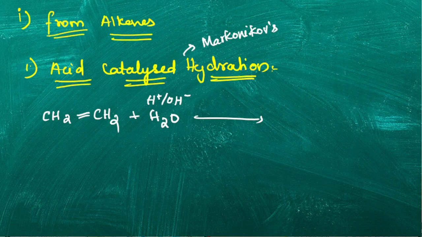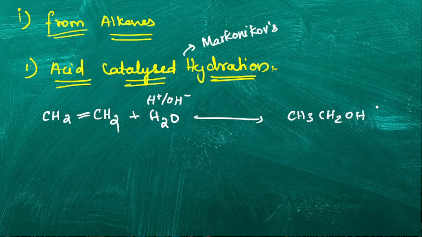For a symmetrical alkene, both carbons have the same number of hydrogen, so no problem in the first condition. You can attach the OH in any one of the places. Whether you attach here or here, both are going to be the same compound. You have to break one of the bonds, so your H will go and attach to one of the carbons, and your OH will go and attach to the other carbon. So it is going to become CH3 CH2 OH.